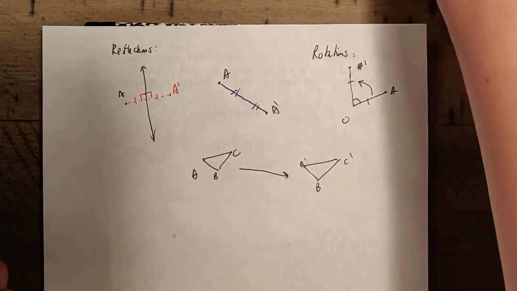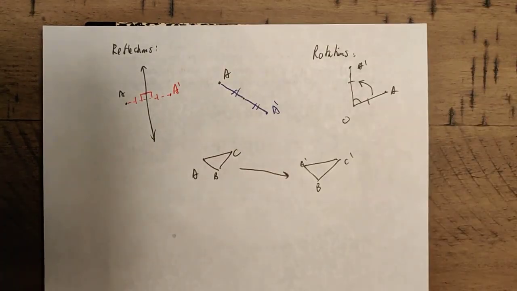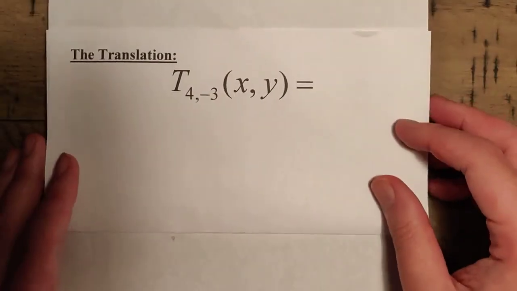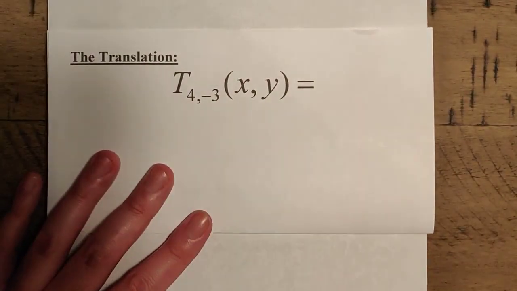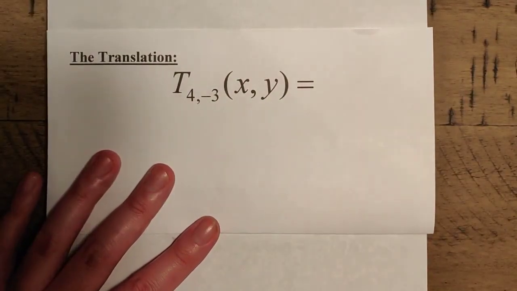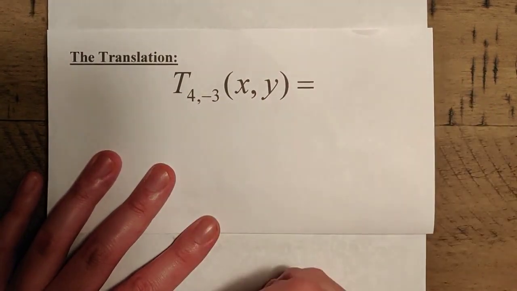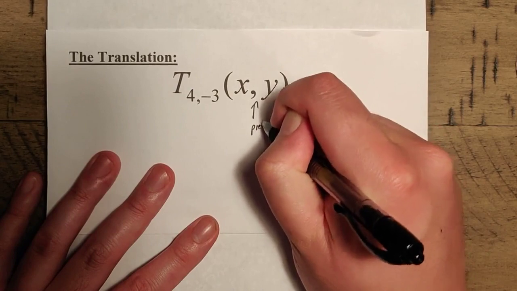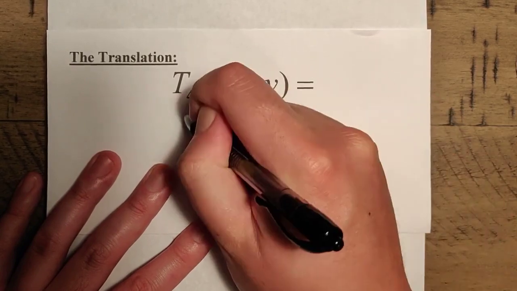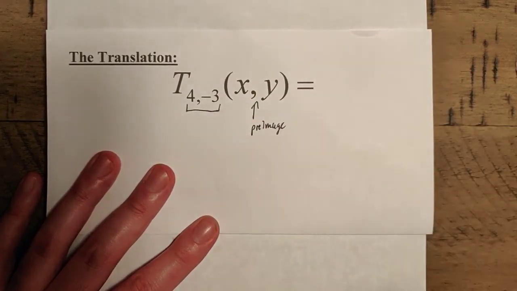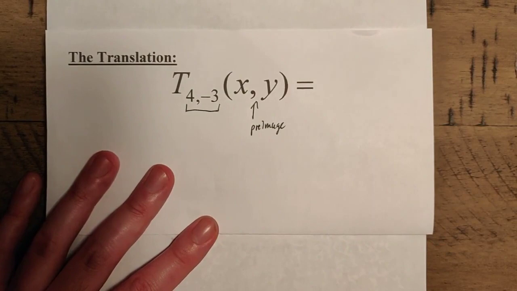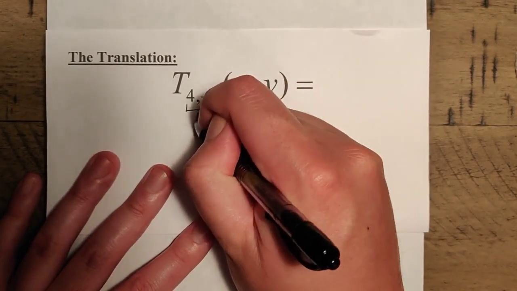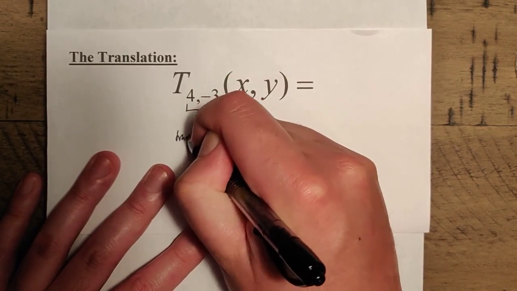Just like with the reflection and rotation, we have our notation for the translation. Our translation notation looks something like this. Of course, the big T represents the translation. Again, we have our pre-image here. When you're doing a translation, the most important thing is where are you going, and how far are you going. So this represents what is known as a translation vector.